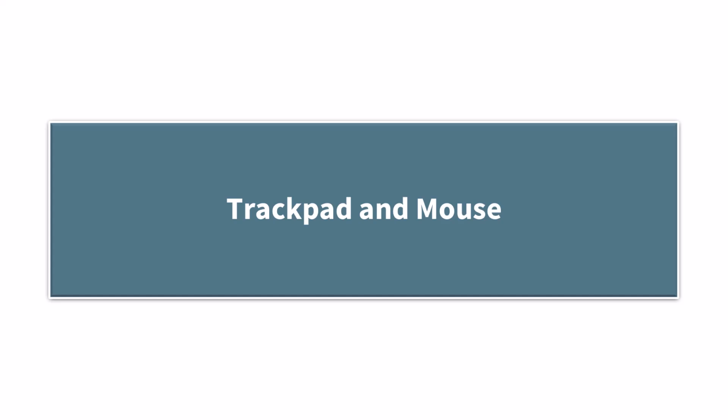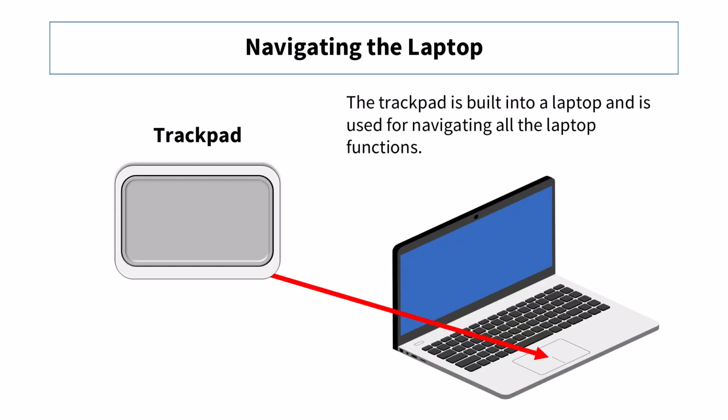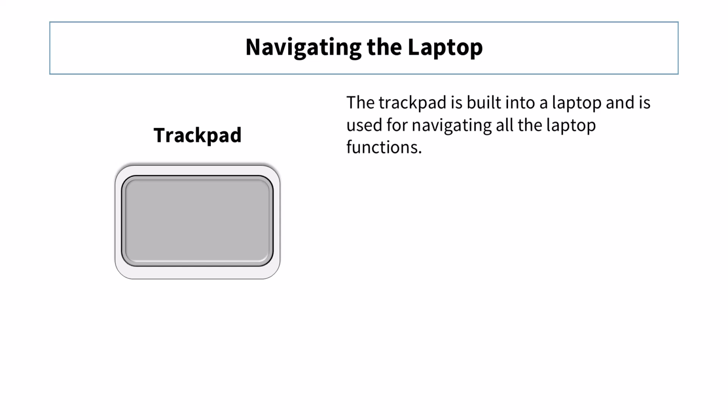Now, let's look at the trackpad and mouse, which are the tools we use to navigate the computer desktop and all the computer functions. We'll start with the laptop computer. In these images, we see a blow-up image of the trackpad, which is built into the laptop. We use the trackpad by tapping different locations on the trackpad to complete different actions.